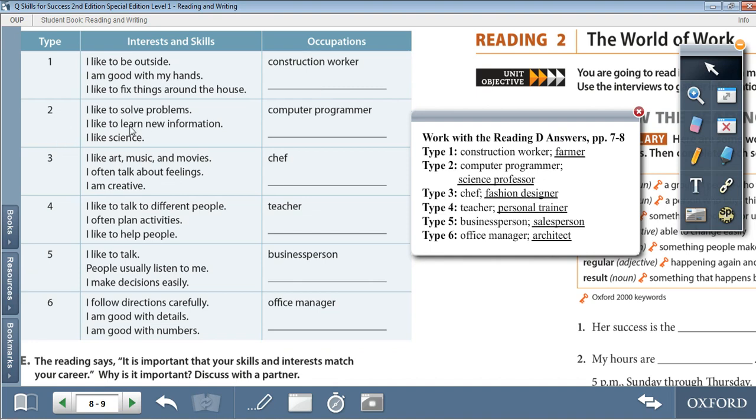Type 2, I like to solve problems, I like to learn new information, I like science. Occupations, computer programmer and science professor. Type 3, I like art, music and movies, I often talk about feelings, I am creative. Occupations are chef and fashion designer. Type 4, I like to talk to different people, I often plan activities, I like to help people. Occupations are teacher and personal trainer. 5, I like to talk, people usually listen to me, I make decisions easily. Occupations are business person and sales person. Type 6, I follow directions carefully, I am good with details, I am good with numbers. Occupations, office manager and architect.